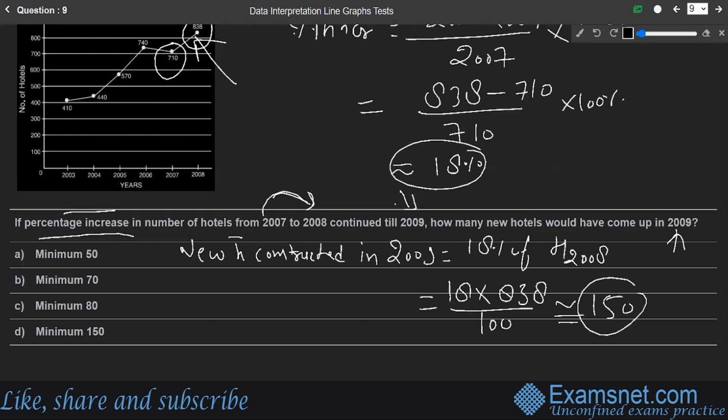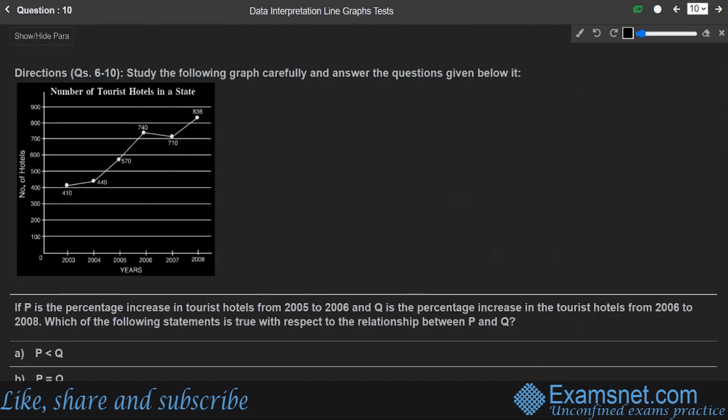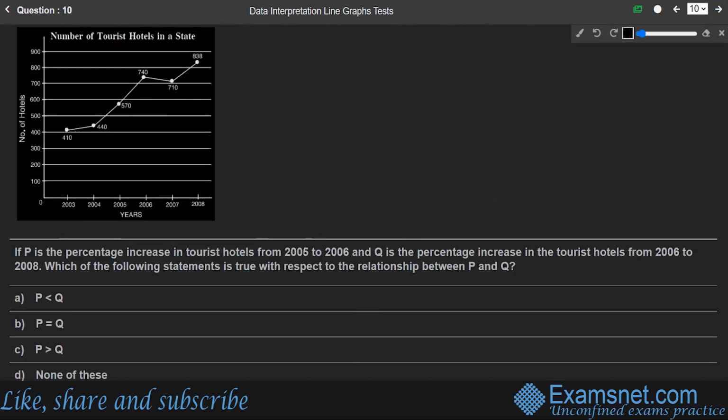So let us see among the options. Minimum 150, he says minimum 150, so that becomes the right answer. Now, for the same line graph, we are supposed to answer a different question. The question says, if P is the percentage increase in tourist hotels from 5 to 6 and Q is the percentage increase in hotels from 6 to 8, which of the following statements is right?